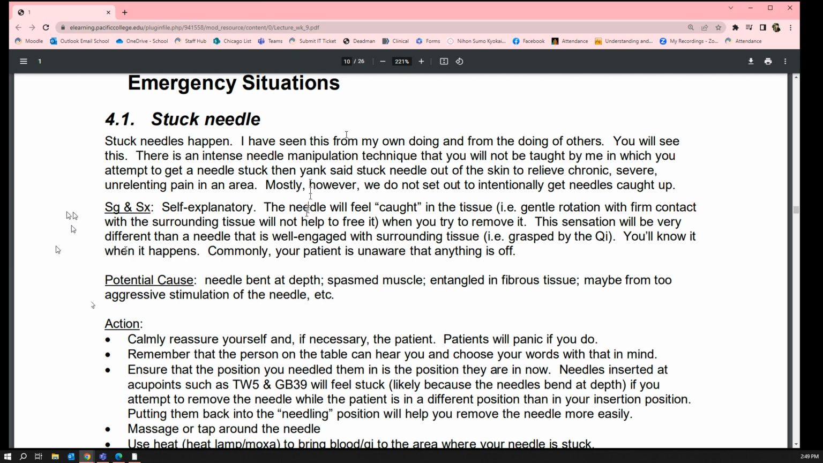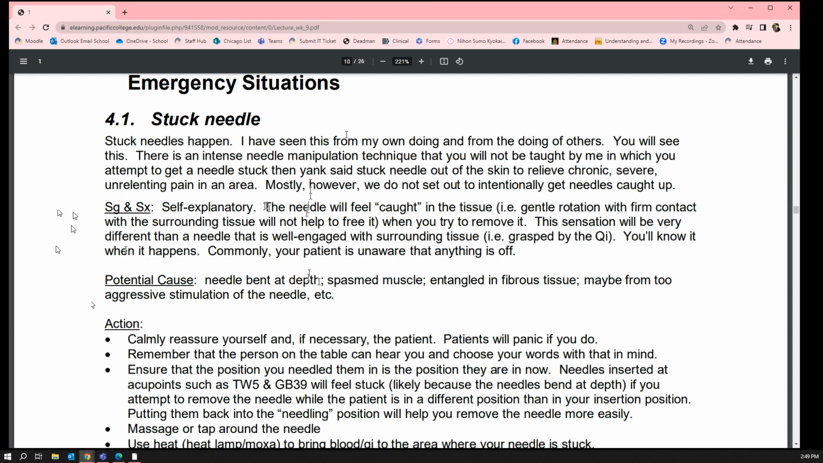So as far as signs and symptoms of stuck needle, how do you know you have a stuck needle? The needle will feel caught in the tissue. You'll try to pull it out, and it will feel like the body does not want to let it go. It will feel like it is being grasped by the chi. You'll know it when it happens. Potential causes, a very common one is needle bent at depth.